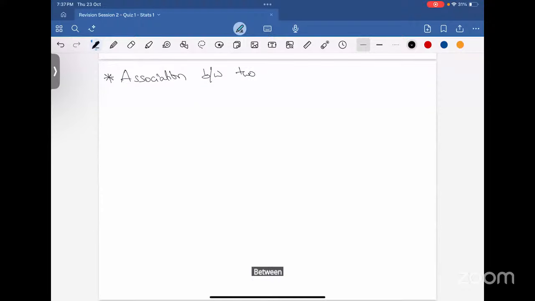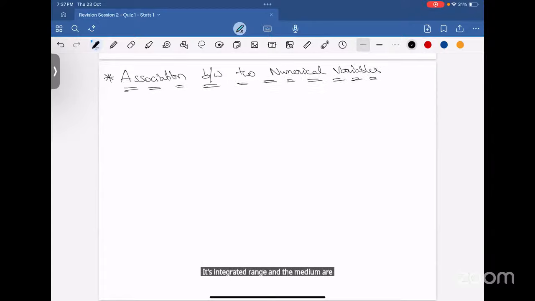between two numerical variables. Is the interquartile range and the median the same? No, it's not the same, right? No. Okay, sir.